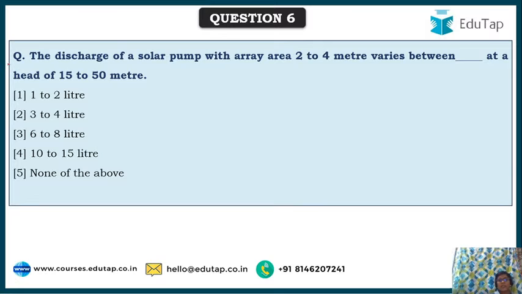So next question, this is on solar pumps: the discharge of a solar pump with an array area of 2 to 4 meters varies between what amount of water that it can discharge at a head of 15 to 50 meters. So here array area is nothing but the solar panels, the area that is exposed, the panels' area, that is 2 to 4 meters. So with that, how much water can be discharged at a head of 15 to 50 meters?